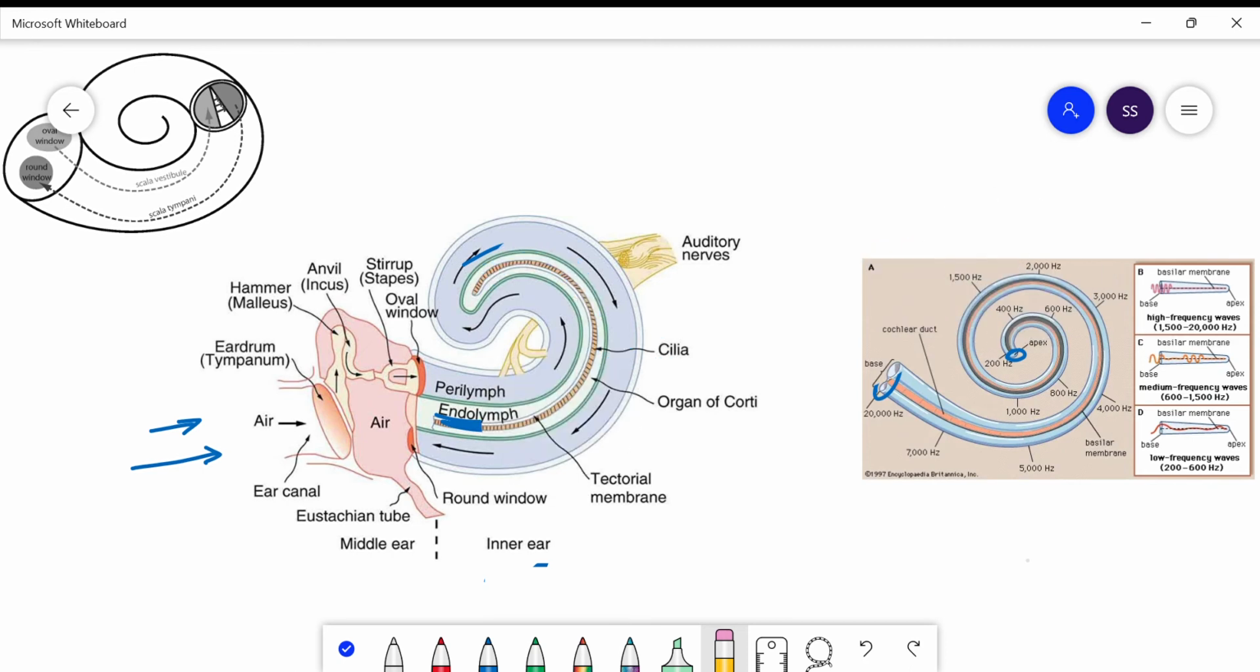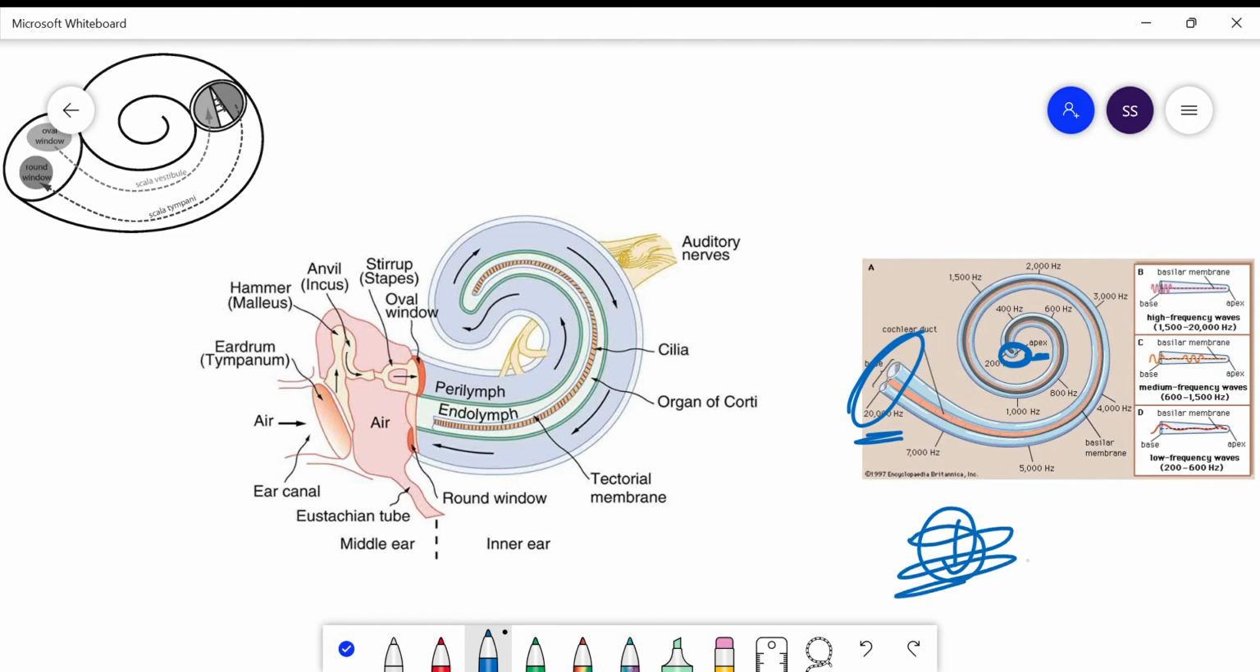One more thing that you need to understand is that the higher frequencies are going to be heard at the base of the cochlea, and the lower frequencies are going to be heard at the apex. So we don't really need the frequencies as of now. This is an introduction to what I will be talking about in my next video, which is about presbycusis and otosclerosis. Those are classic examples of sensorineural and conductive hearing loss.